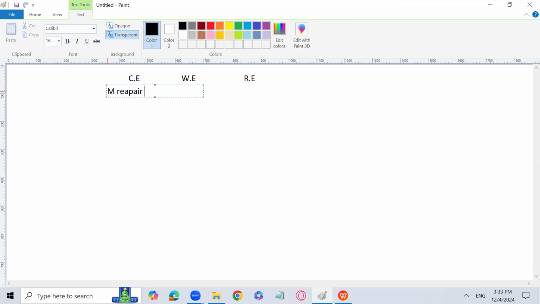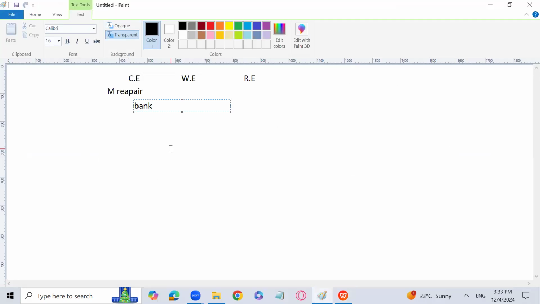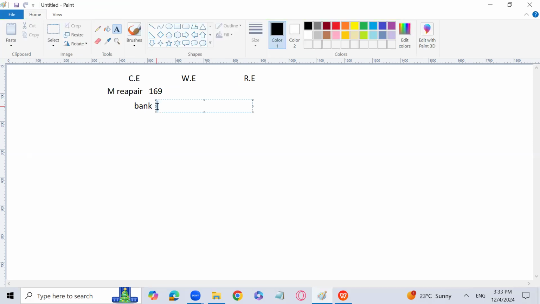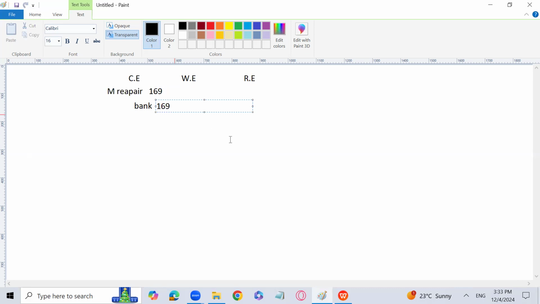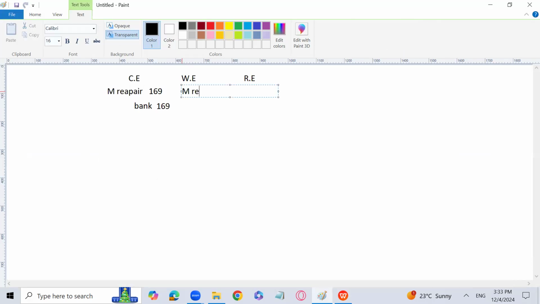So, what entry should have been passed? Motor repair debit and bank credit. We can use cash also, that is also fine. But the entry is motor repair debit and cash or bank credit 169. As we have paid motor repairs, motor repair is an expense, always debit with 169. Bank is an asset, decrease in asset, credit with 169. What we have done wrong: we have debited motor repair, but not with 169, rather with 196. So motor repair is debited with 196 and bank is credited with the same amount, that is 169. How come, sir? Bank should also be credited with 196.